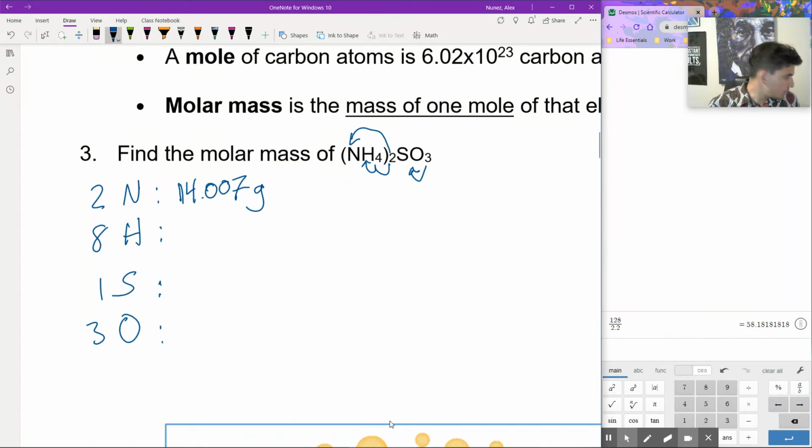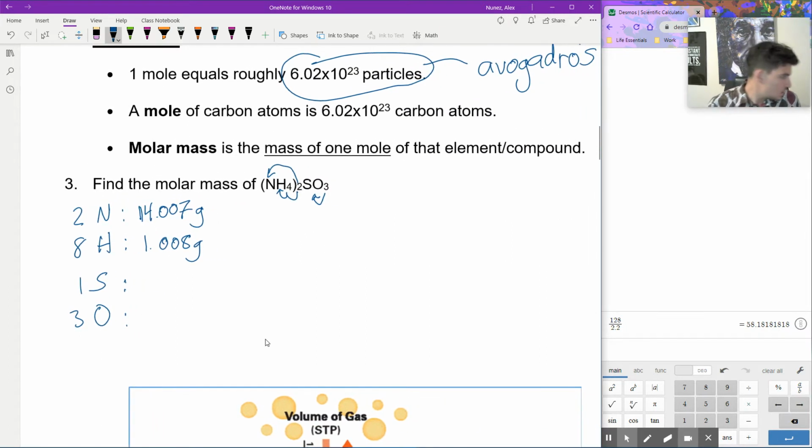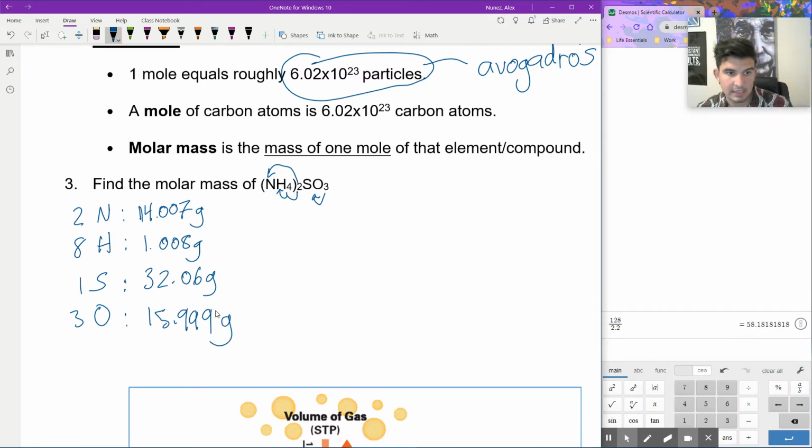And then I'm going to go quickly here. 1 hydrogen has 1.008 grams per mole. Sulfur has 32.06 grams. And oxygen has 15.999 grams. And so we can go ahead now. That would be if I had 1 of each, but I need to account for the fact that there's 2 nitrogens, 8 hydrogens, 1 sulfur, and 3 oxygens.